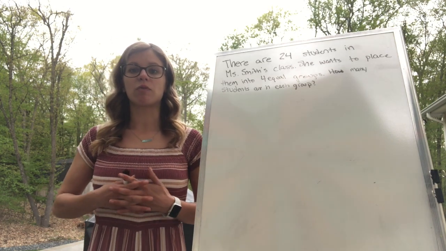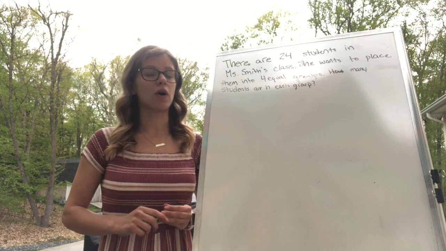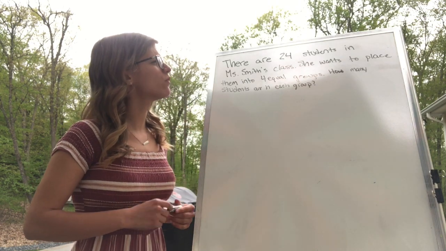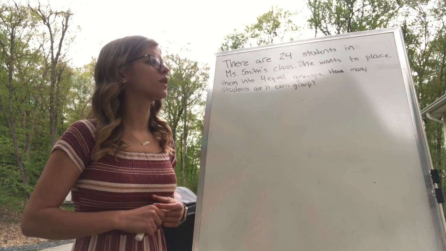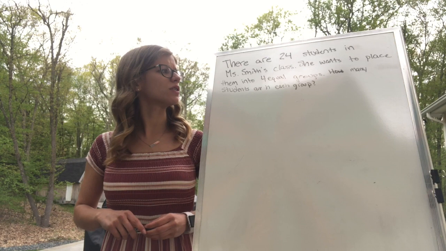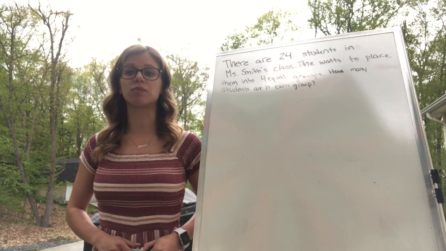So what I want us to do is I'm going to read this problem, and then I want you to be taking notes by yourself. So it says there are 24 students in Miss Smith's class. She wants to place them into 4 equal groups. How many students are in each group? I want you to pause me and take notes of the rules of this problem.